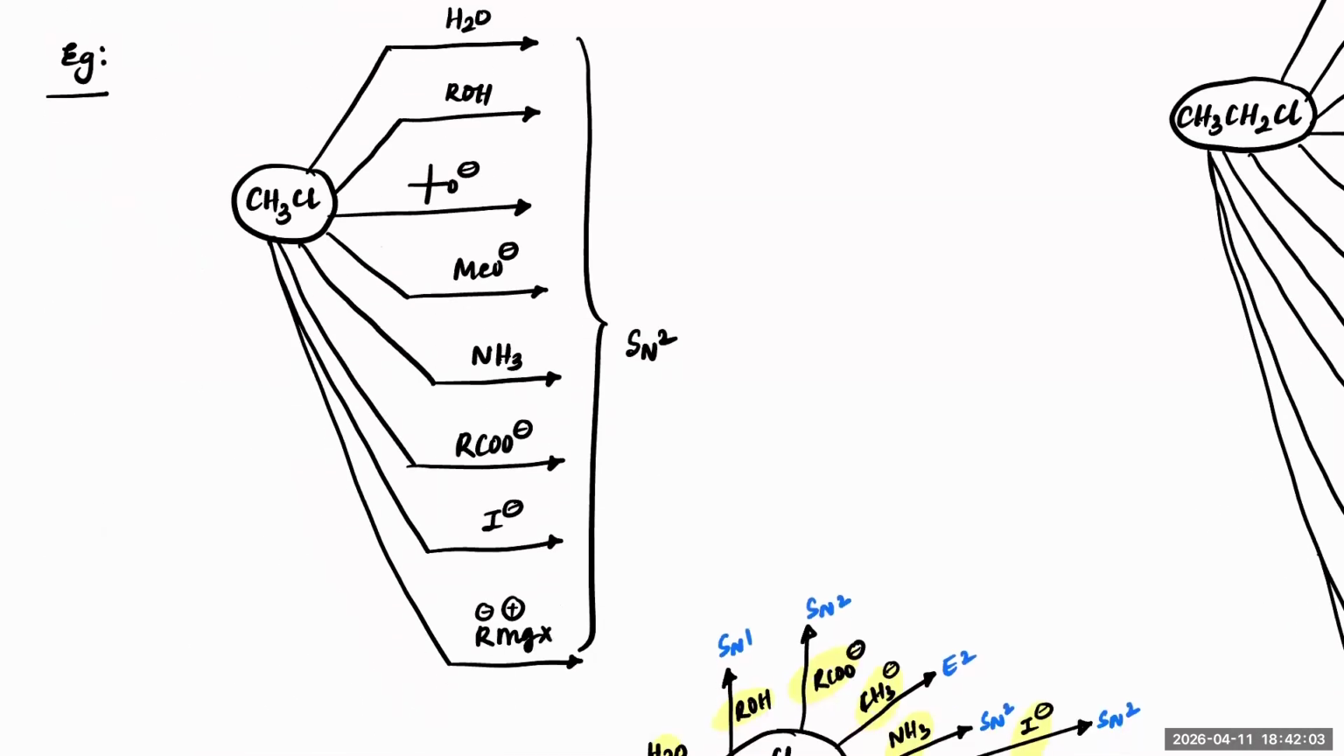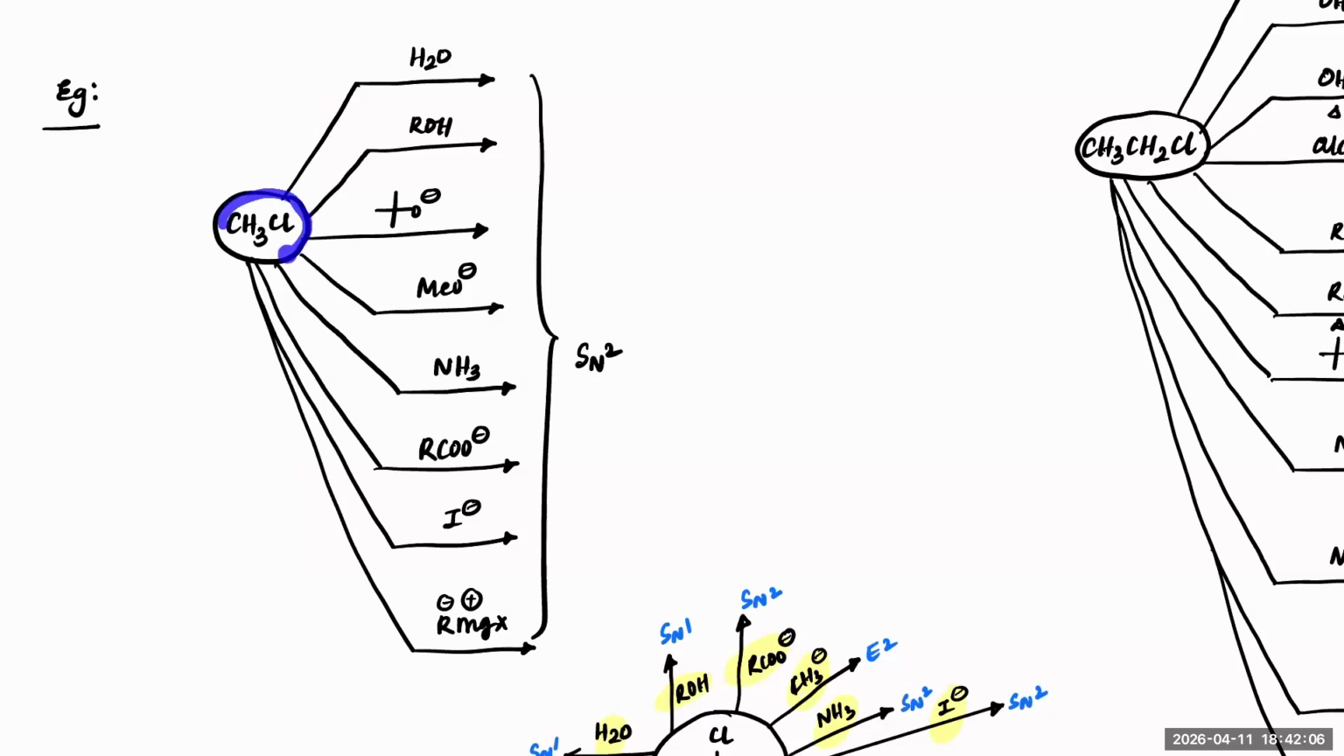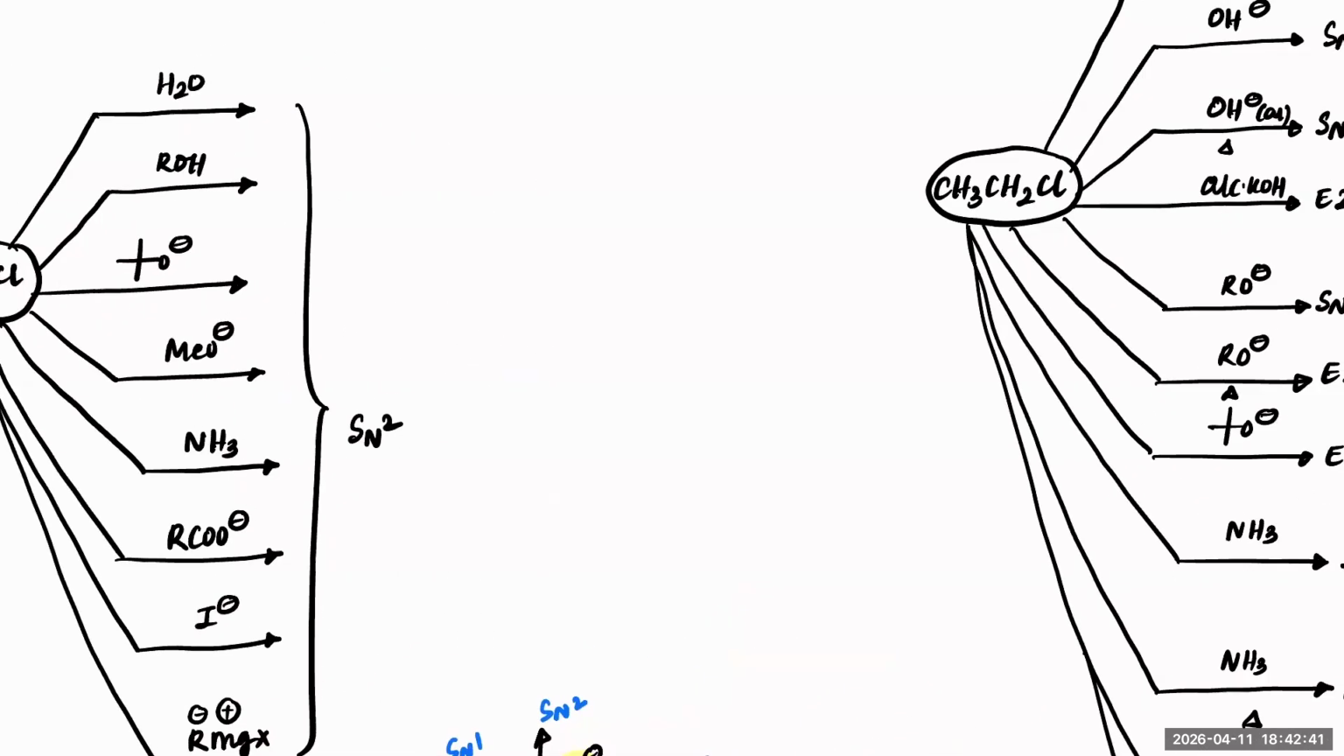Now let us start with this case. Suppose I have a methyl chloride, and I'm treating it with these reagents. You can see this is a weak nucleophile, this is a very weak nucleophile, a strong nucleophile, a moderate nucleophile, and an extremely strong nucleophile. In all of these cases, if you are pushing that on methyl chloride, there is only one mechanism that will happen, and that is SN2. Clear? Only one exception you have for SN1.